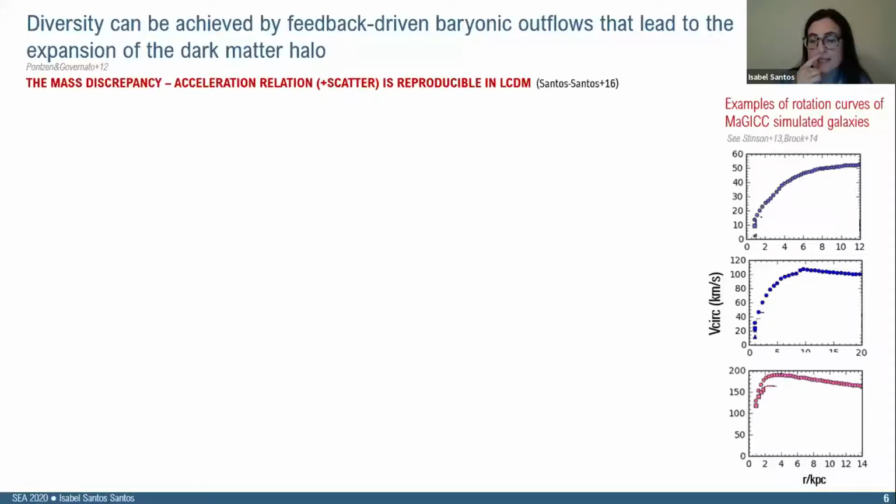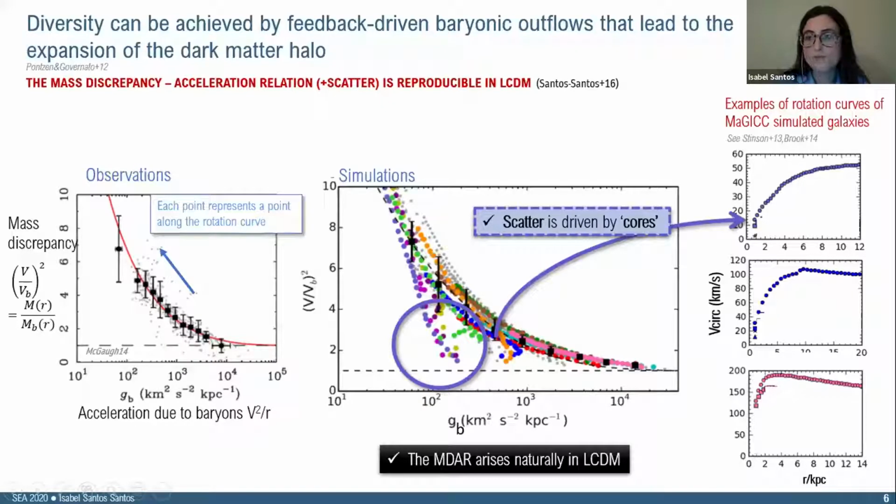A way of probing these rotation curves and if the mass distributions they imply are realistic is through the mass discrepancy acceleration relation. Mass discrepancy refers to the difference between the total mass in a galaxy and the baryonic mass enclosed at a certain radius. And the acceleration is basically the velocity squared over radius, and given only by the baryons.